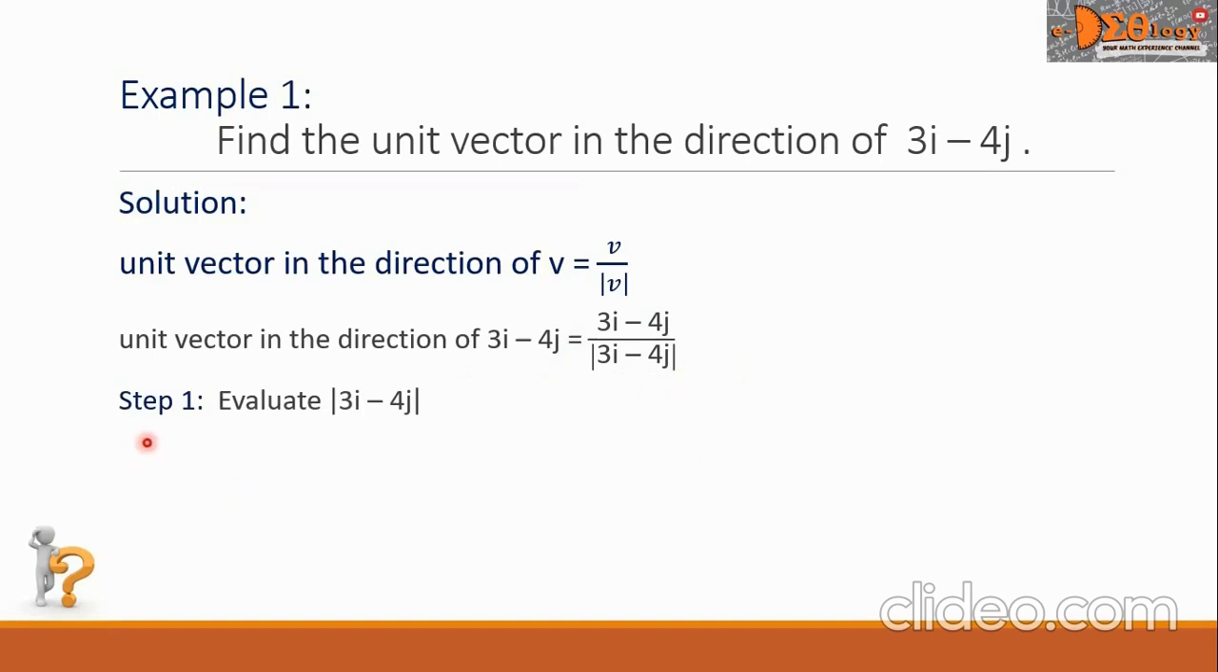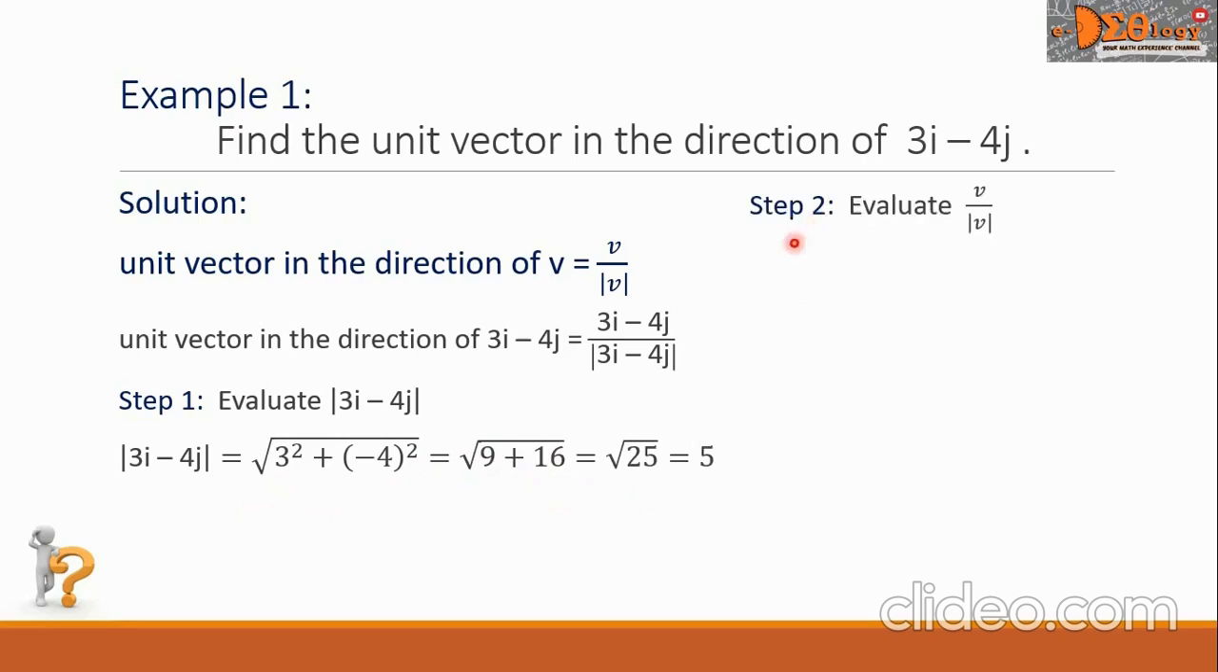In solving this, we should first evaluate the denominator, the length of 3i minus 4j. Using our formula, we will have this big square root of the coefficient of i, that is 3, we put square, plus the coefficient of j, the negative 4, we put the square. Simplifying their squares here, we now have the big square root of 9 plus 16. And this is simplified into square root of 25. That becomes 5.